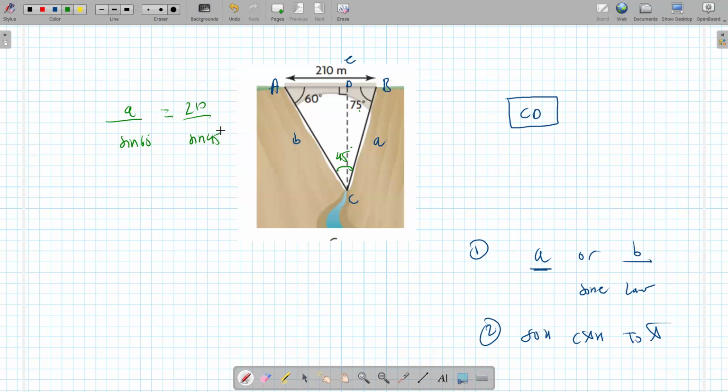So now that we know side length A, we can just plug this in. 210 divided by sine 45 times sine 60. That is 257 meters, or whatever this is. It's meters. How do we find CD, the vertical line, if we know this is 257?